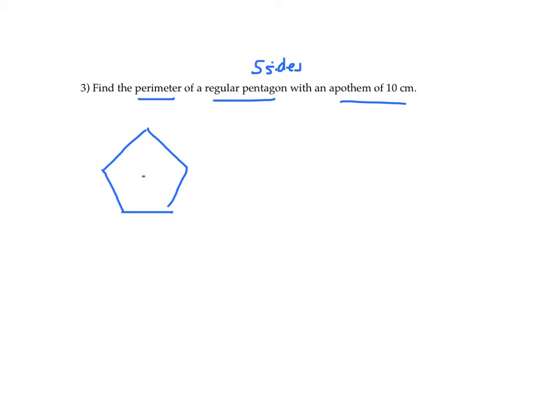And they've told us that the apothem is 10 centimeters. So estimate where the center of your pentagon would be, then drop in a line segment perpendicular to this side. All right, that distance is 10 centimeters. Okay, you might think that you don't have enough information to find the perimeter, but remember that the perimeter is equal to the number of sides times the length of each side. Each of these sides I'm going to label with S. Okay, so perimeter is equal to 5, because we have 5 of them, times S.